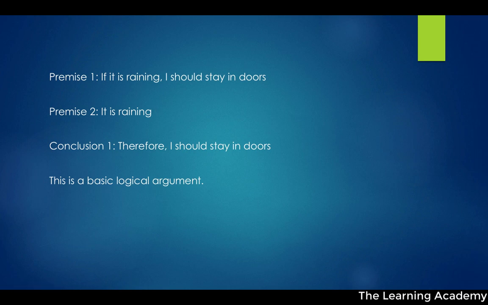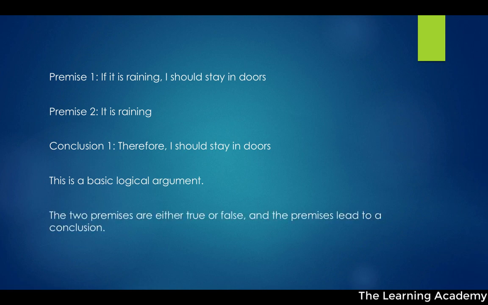It is raining. And if we combine these two premises together, okay, we can derive the conclusion that I should therefore stay indoors, because I've shown in the first premise that if it is the case that it is raining, I should stay indoors, and we've already shown in the second premise that it is the case that it's raining, so the conclusion should be, therefore I should stay indoors. This is a basic logical argument. The two premises are either true or false, and the premises lead to a conclusion. So premise 1 is either true or false in the sense that, is it true that I should really stay indoors if it is raining?